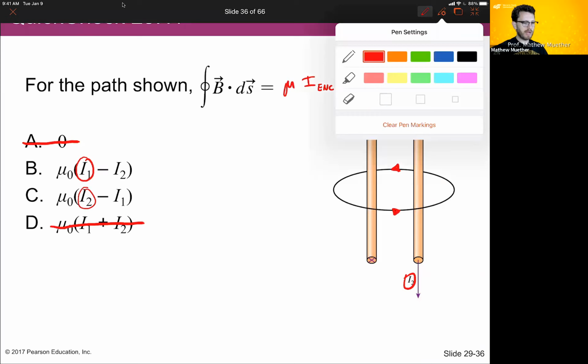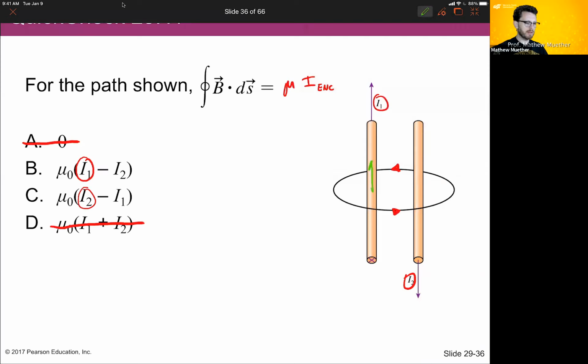And for I1, my current is flowing in this direction. I can use my right-hand rule to determine that the magnetic field has to circulate around in this direction. And notice that the magnetic field is circulating around in the same direction as my path. So when I take this dot product, I'm going to get positive contributions. For this guy, the current's flowing in this direction, the magnetic field will point in the opposite direction, against the direction that I'm moving around my path to calculate my integral.